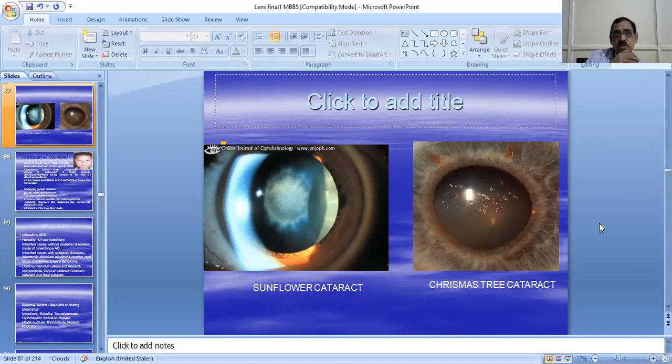Suppose the opacities are in the periphery, wedge-shaped opacities. In dim light, these people will have difficulty moving around because of the relative dilatation or mydriasis which occurs in dim light, and the opacities come into the patient's focusing field. In such cases, we ask these people to read in bright light, and secondly, we ask them to wear dark glasses when they move in the sunlight, so that they will have better vision.